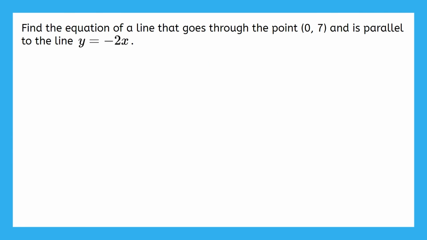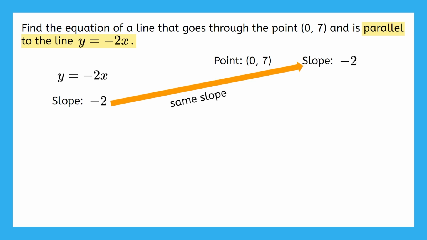Let's do one more example together before you practice on your own. Find the equation of a line that goes through point 0, 7 and is parallel to the line y equals -2x. Go ahead and try this one out on your own. I'm sure you found your point right away. That's 0, 7. The slope is going to come from here. The slope of y equals -2x is -2. Hold on, let me double check this time. Find the equation of a line that goes through... it is parallel. Okay, there. Parallel lines have the same slope, so I'm also going to use a slope of -2.